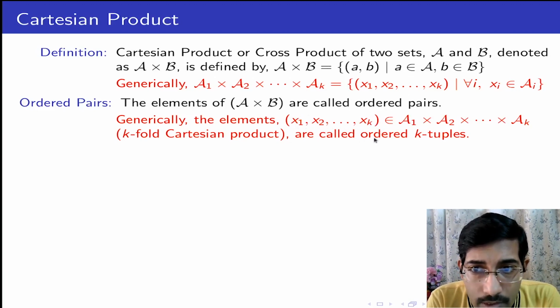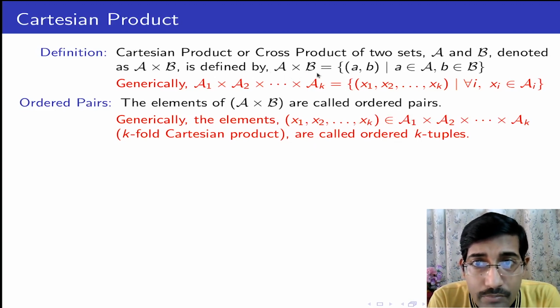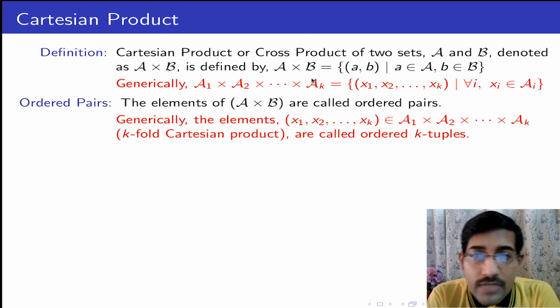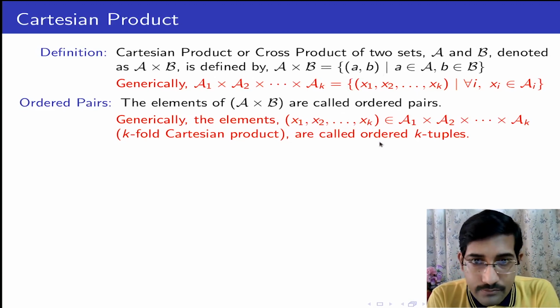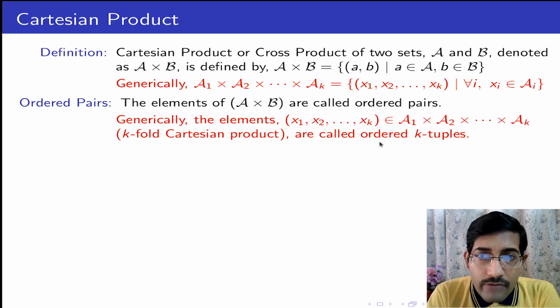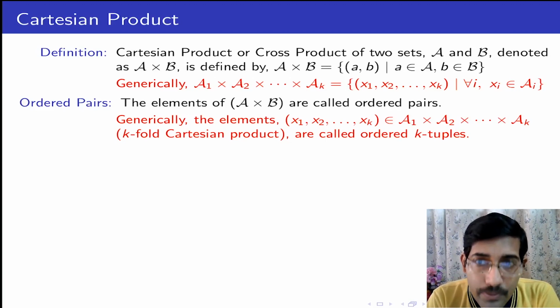Here look at the term ordered, because if I distort the order and take the product in a different way, let's say B cross A, then the sequence in which I get the pair will be (b, a). That is, the first element will be from set B and the second element will be from set A. That's why order matters and we call it an ordered k-tuple. So this is how we define Cartesian products in order to express certain objects which relate two sets or domains.